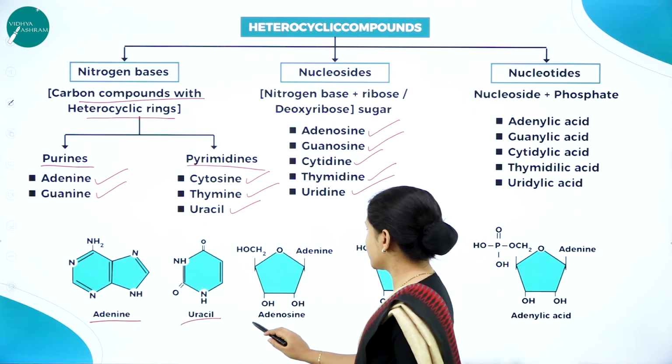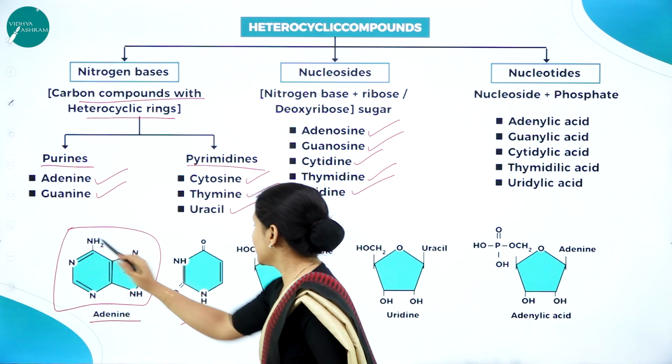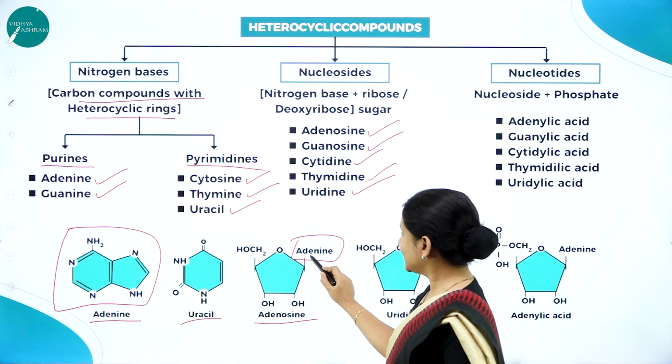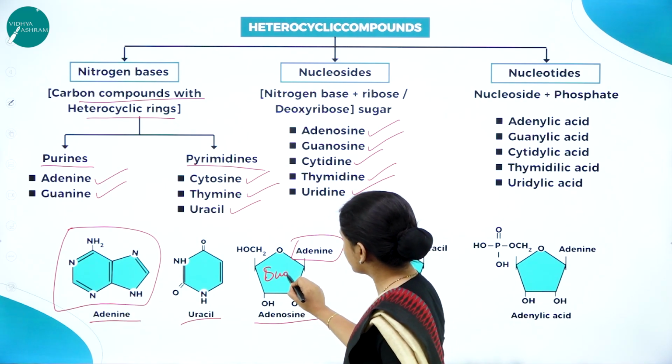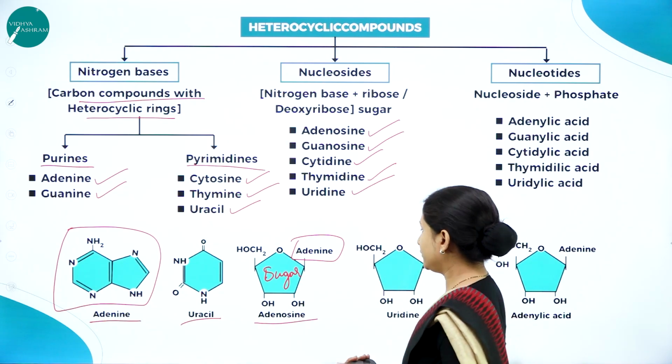So this is the structure of adenosine. This adenine structure that is there, that will be here, and this adenine, that is the nitrogenous base, will be connected to a sugar. Now this is a sugar. This sugar can either be a deoxyribose sugar or a ribose sugar.